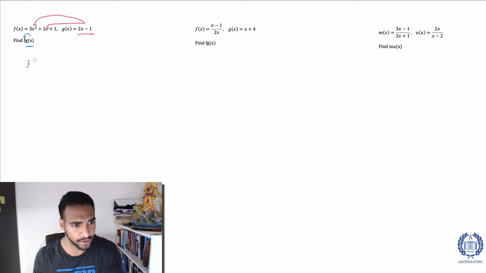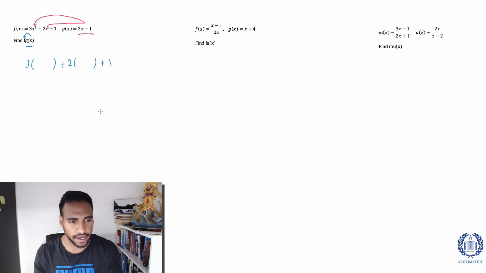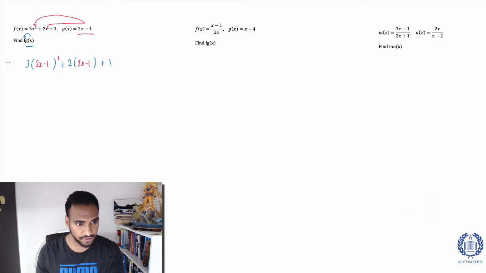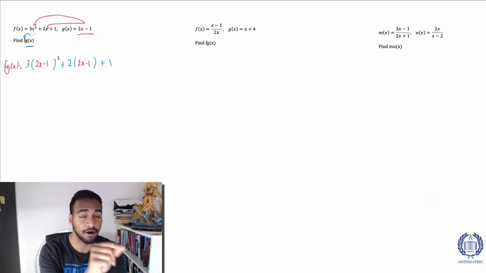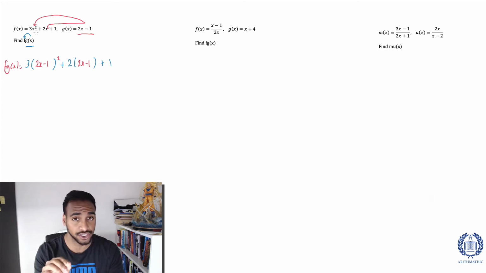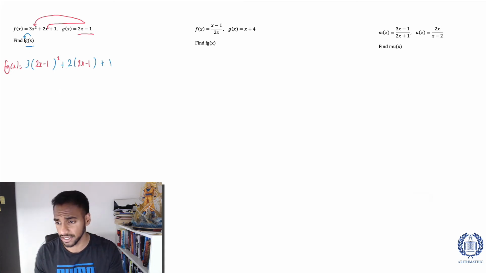So you're going to have 3 bracket, plus 2 bracket, and then plus 1. In those brackets, originally, you had x squared and x, but now you're going to have 2x minus 1 squared, and then 2x minus 1 again. This is fg of x, by the way. What you can see here is I'm taking the 2x minus 1 from my g function and putting it inside the x of the f function. So wherever I see x in the f function, it now becomes 2x minus 1. And that's how you find a composite function. You take the second function, which is g of x, and sub it inside the first function, which is f of x.